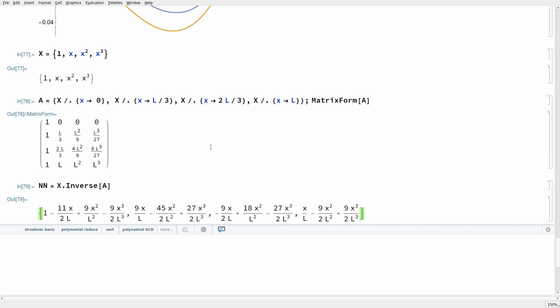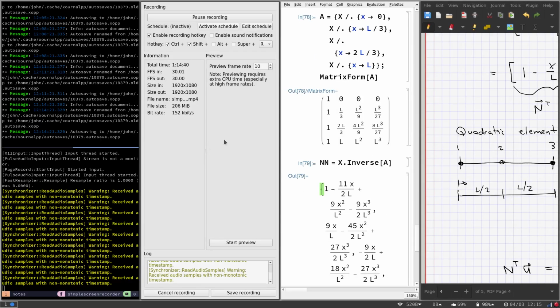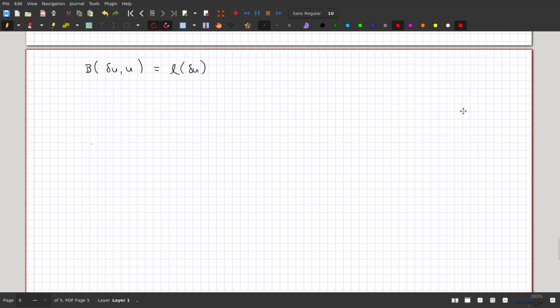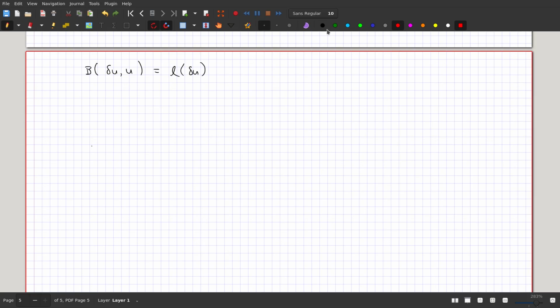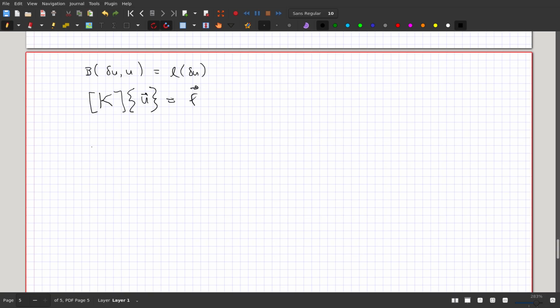Plug that into my bilinear form. We'll talk about that next time. Ultimately, once you plug everything in and evaluate the integrals, remember the unknown u's are constants, so they'll move out of the integral, and what this B matrix will be is a matrix K times a set of unknown nodal values, U, equal to whatever you want to call this right-hand side, F. And then we can solve the equation.